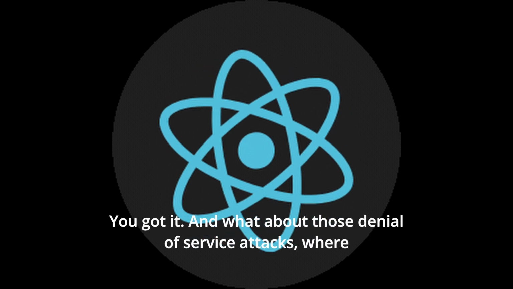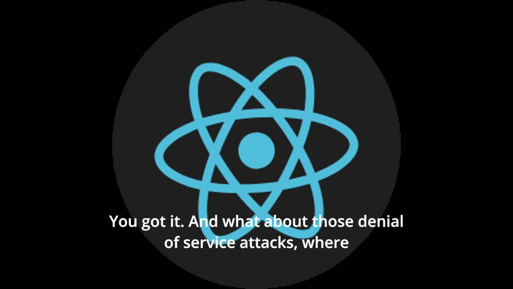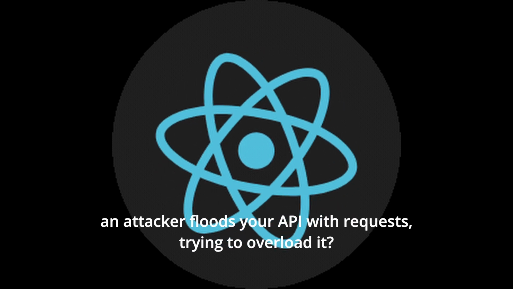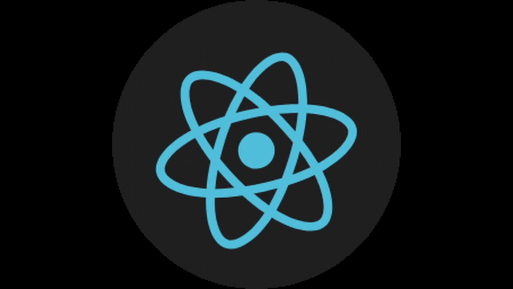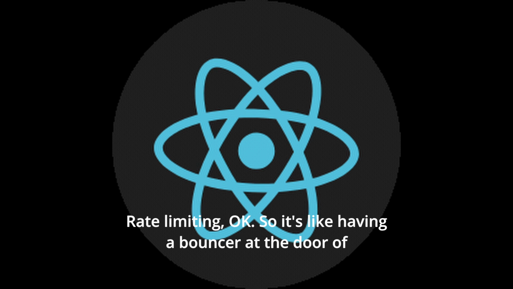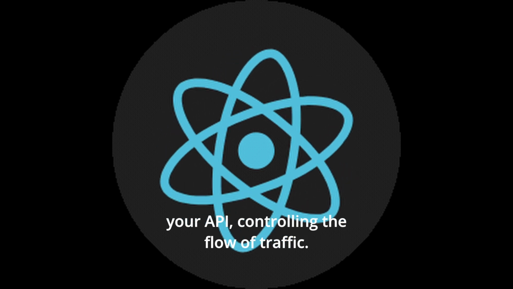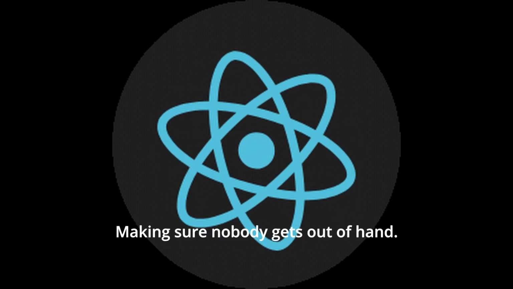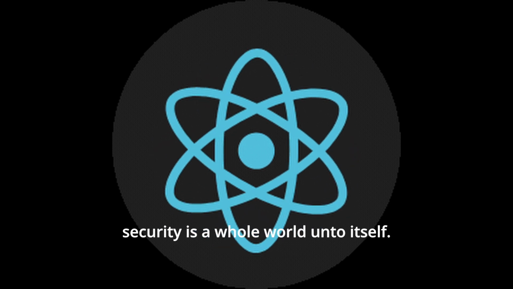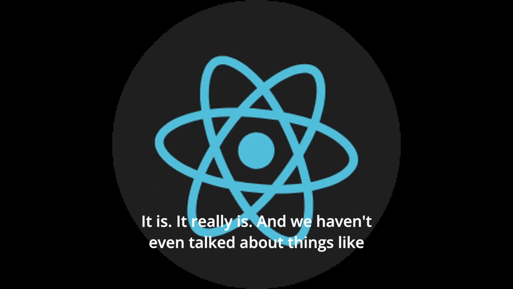You got it. And what about those denial of service attacks, where an attacker floods your API with requests, trying to overload it? Rate limiting, that's essential for preventing that. Rate limiting. Okay, so it's like having a bouncer at the door of your API, controlling the flow of traffic, making sure nobody gets out of hand. I'm starting to see how API security is like a whole world unto itself. It is. It really is.